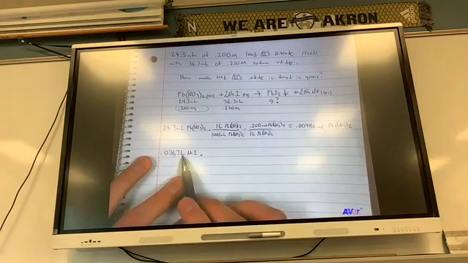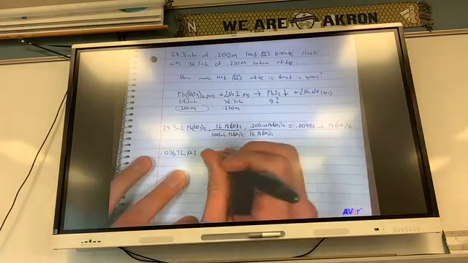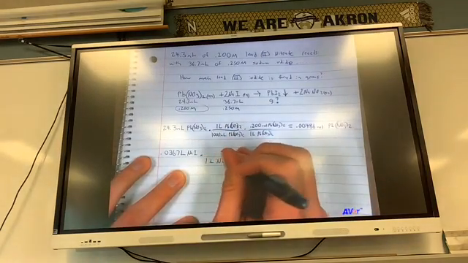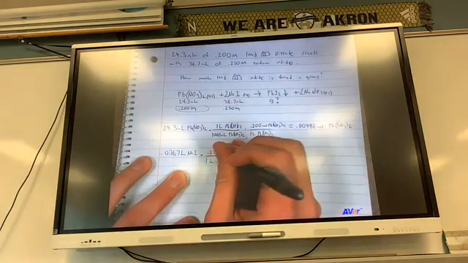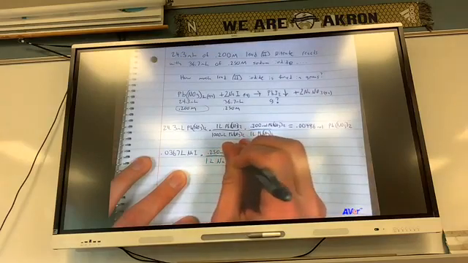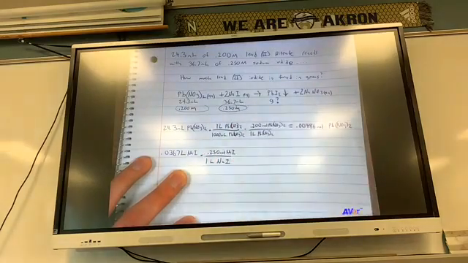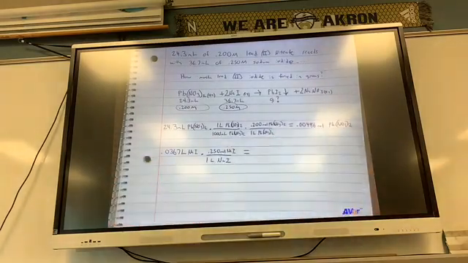Because if I start with liters, then I only have to really do one step. Because every 1 liter of NaI is how many moles? 0.250 moles of NaI from the molarity. Solve for moles of NaI.